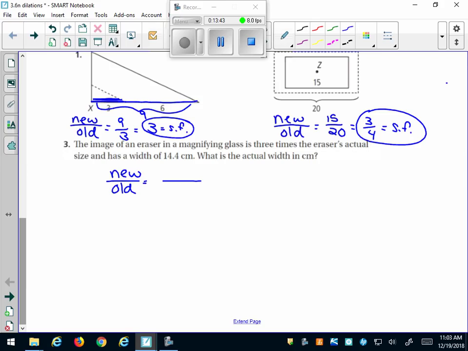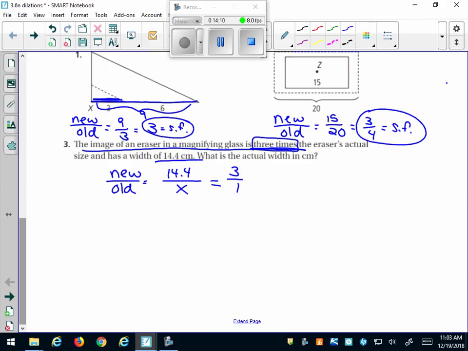The new is 14.4. The old is what we're looking for. New over old gives us the scale factor. What's the scale factor in this question? The image of an eraser is 3 times the eraser's actual size. So what's the scale factor? 3 or 3 over 1.